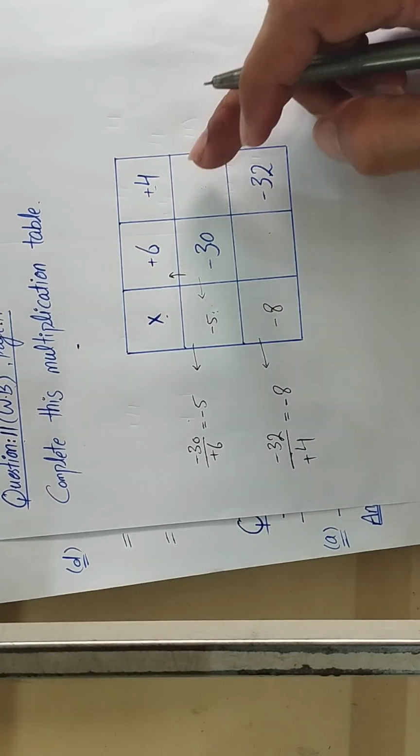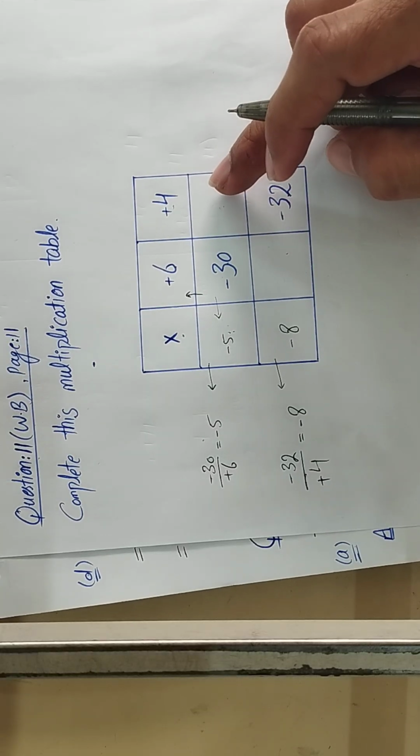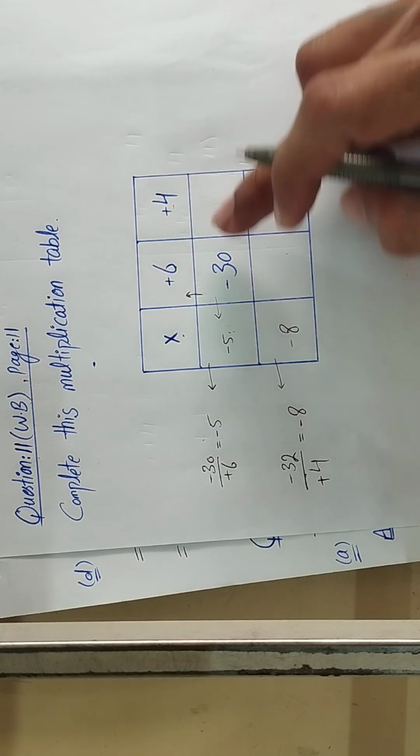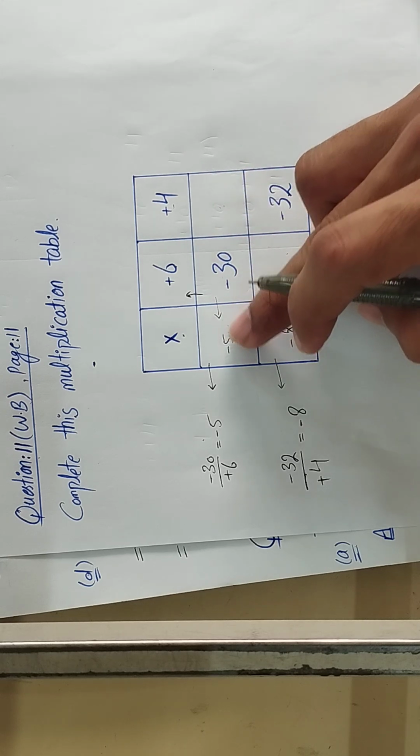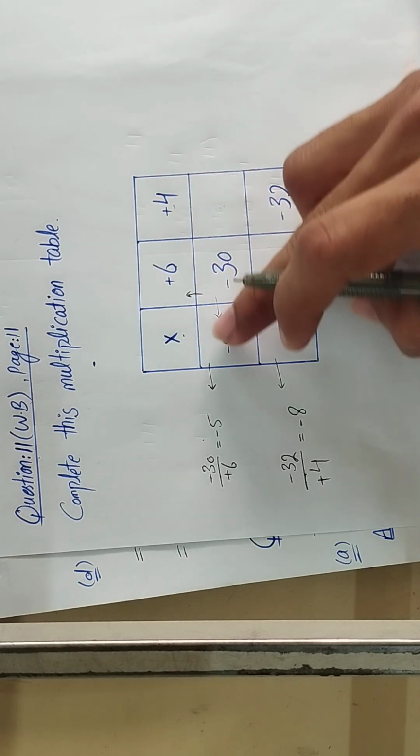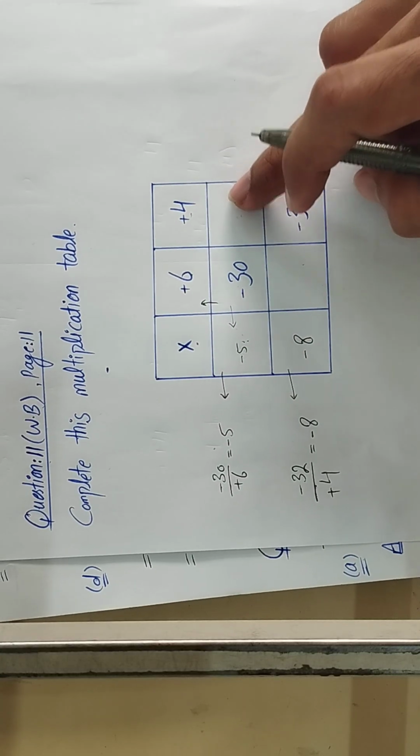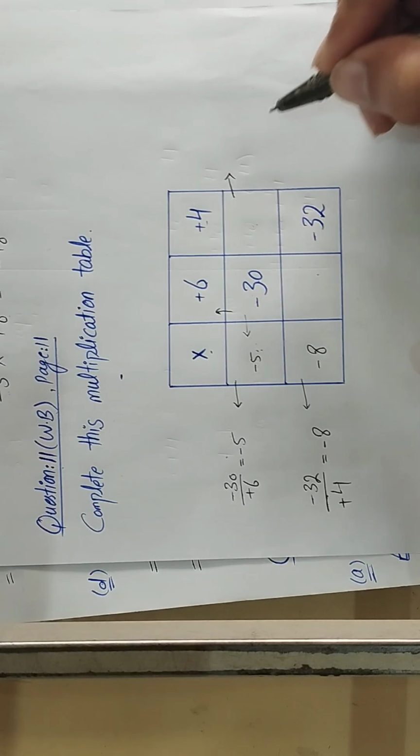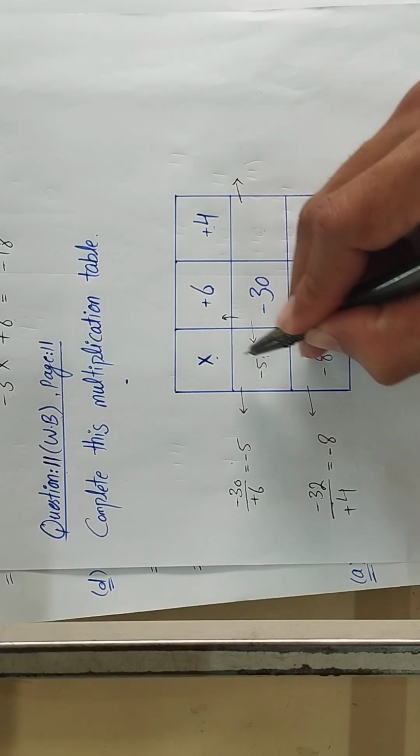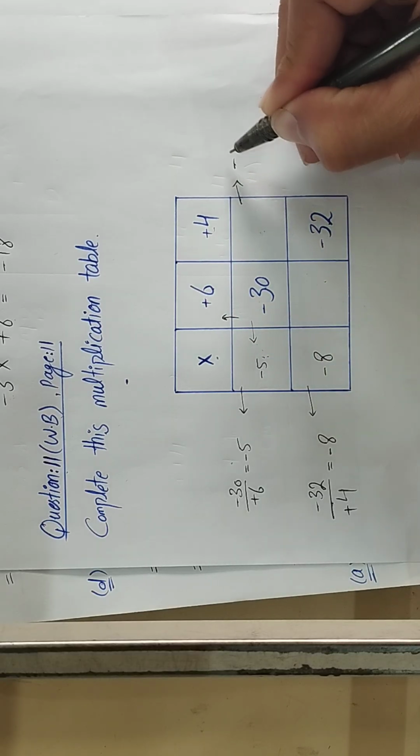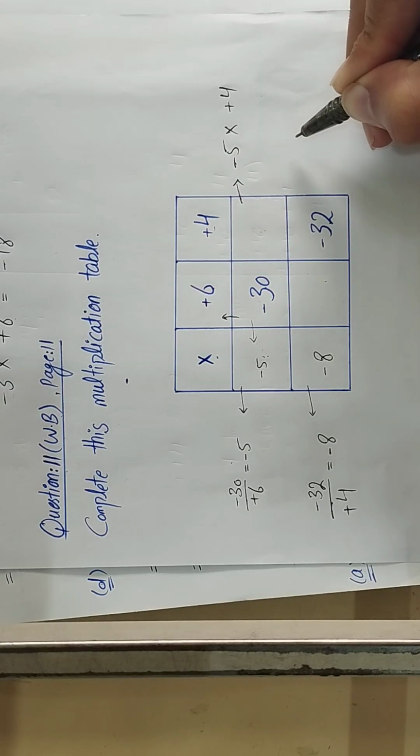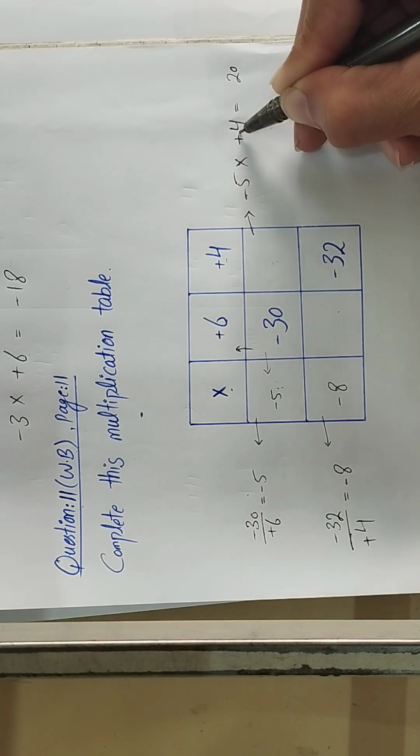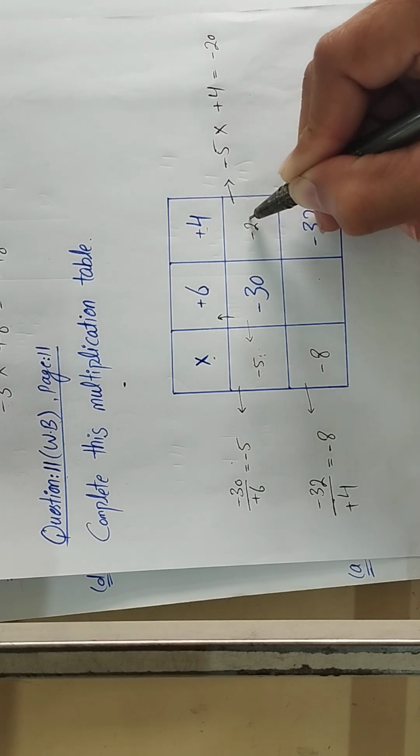Okay. Now let's find this missing number. To find this missing number, how can we find it? See the top number and the left number. The left number, now we have this left number, minus 5. So minus 5 multiply plus 4. If we multiply these two numbers, we can get this number. You know how to fill up this multiplication table. We have done this type of question before in our previous lessons. So it should be minus 5 multiply plus 4. 5 4s are 20, and minus multiply plus is minus. So this number is minus 20.